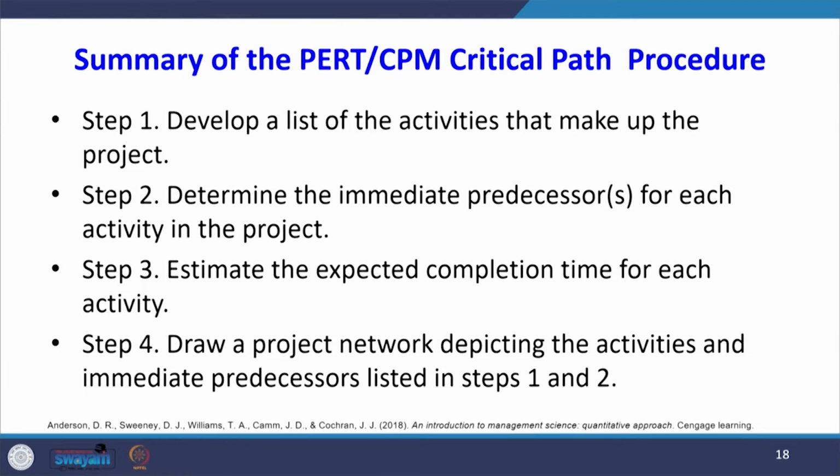Step 3, estimate the expected completion time for each activity. Sometimes this expected completion time may be deterministic, that means only one value is given. Sometimes there may be 3 values. What are the 3 values? Optimistic, pessimistic and normal time. Step 4, draw the project network depicting the activities and immediate predecessors listed in steps 1 and 2. Next you have to draw the activities.